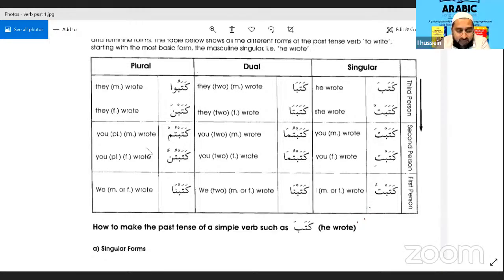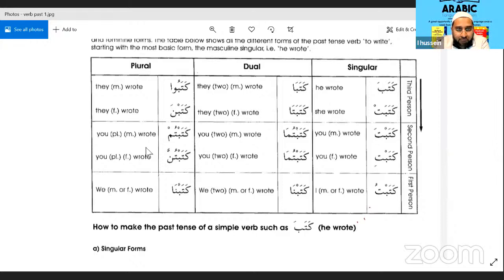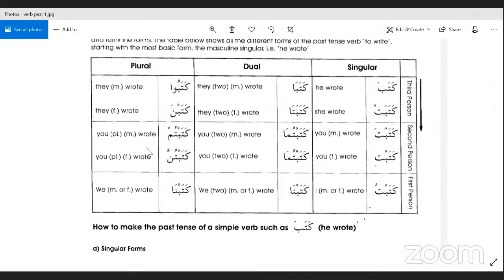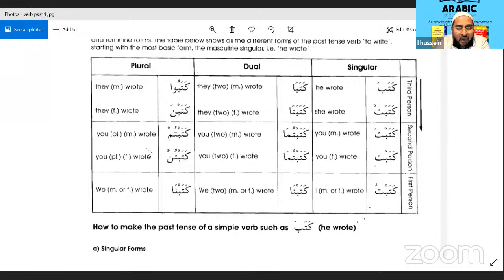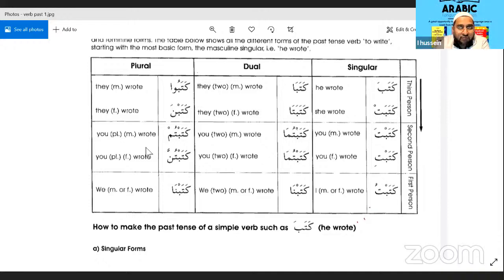Alimat. Correct. How do you say they two males knew? Alima. Correct. They two females knew. Alimata. Excellent. See this? Alima and alimata. Okay. They all females knew. Alimna. They all females knew. Alimna, correct. And they all males knew.